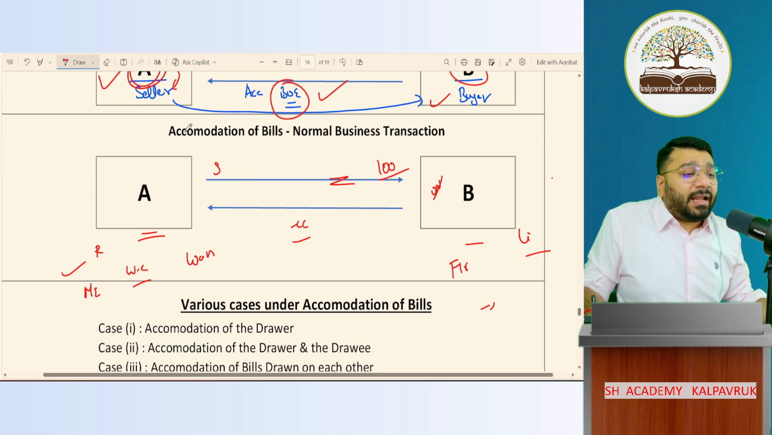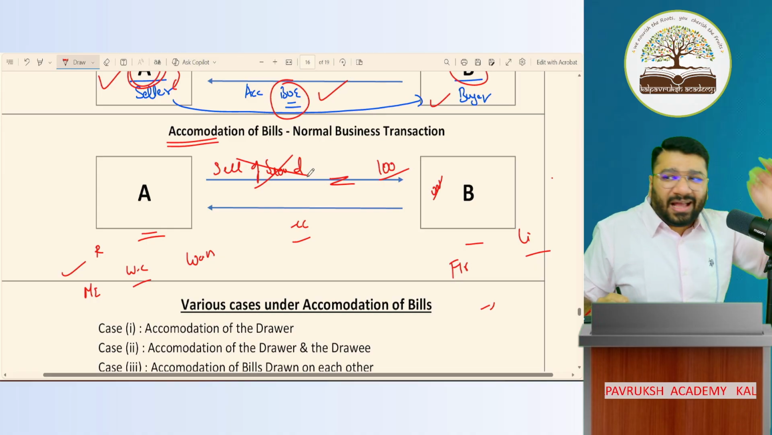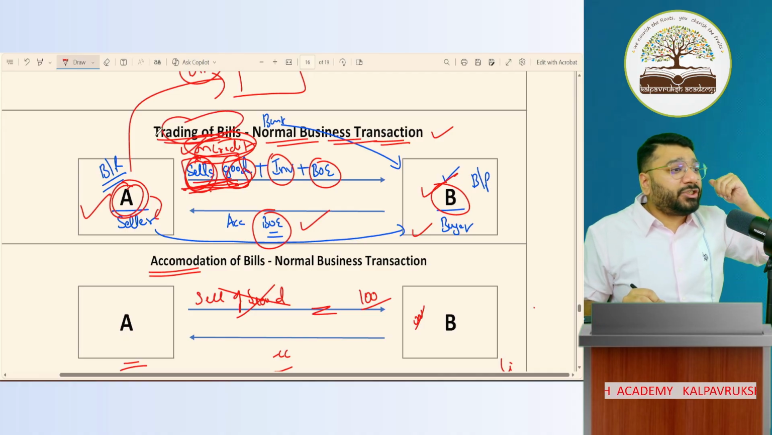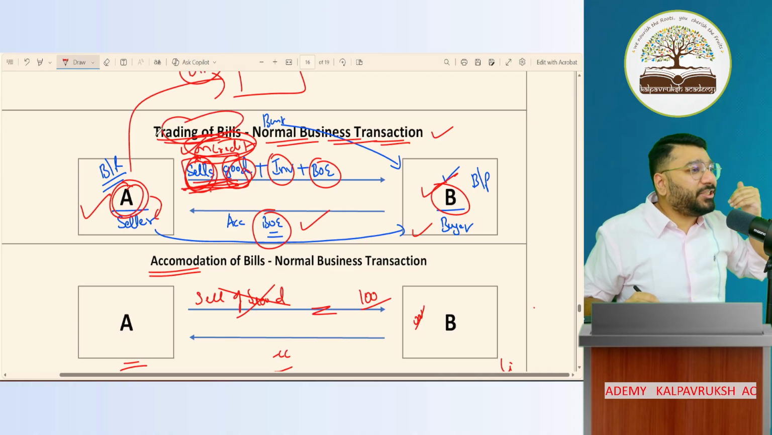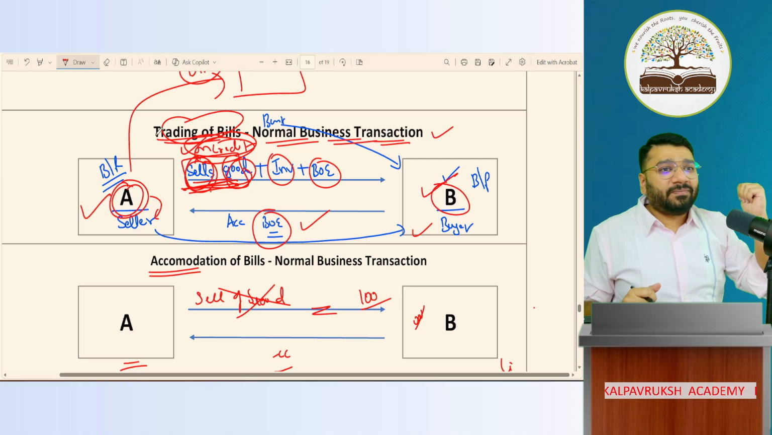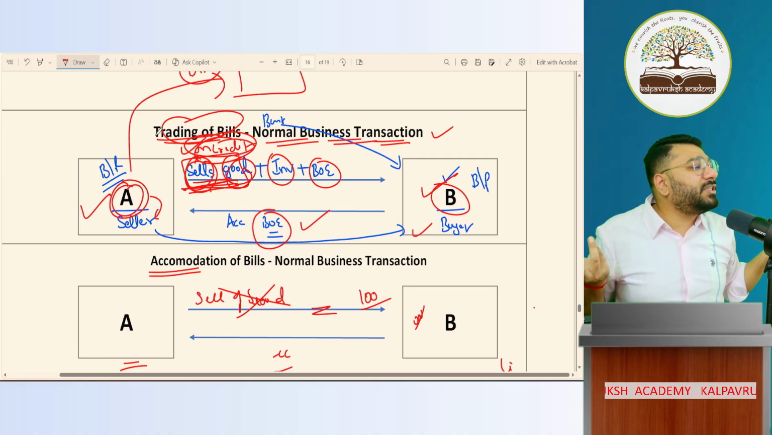So the underlying of the transaction here is not sale of goods. This is not the original transaction. The original transaction is what? Financing only. Whereas in the case of trading of bill, what is the underlying of the transaction? Underlying means what? Base of the transaction. The bill came into picture because of what? Goods sold on credit. If goods are not sold on credit, then the bill of exchange concept will not come into picture.